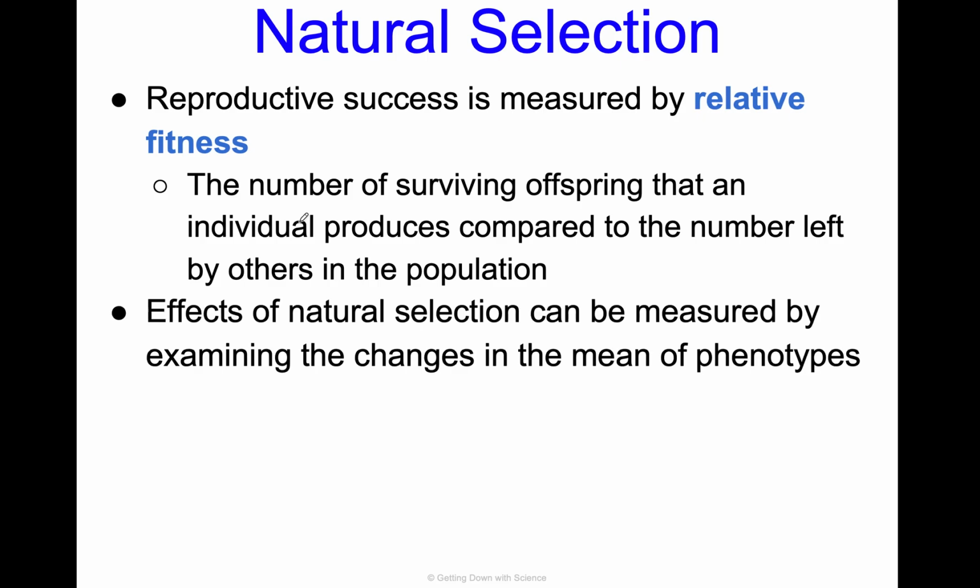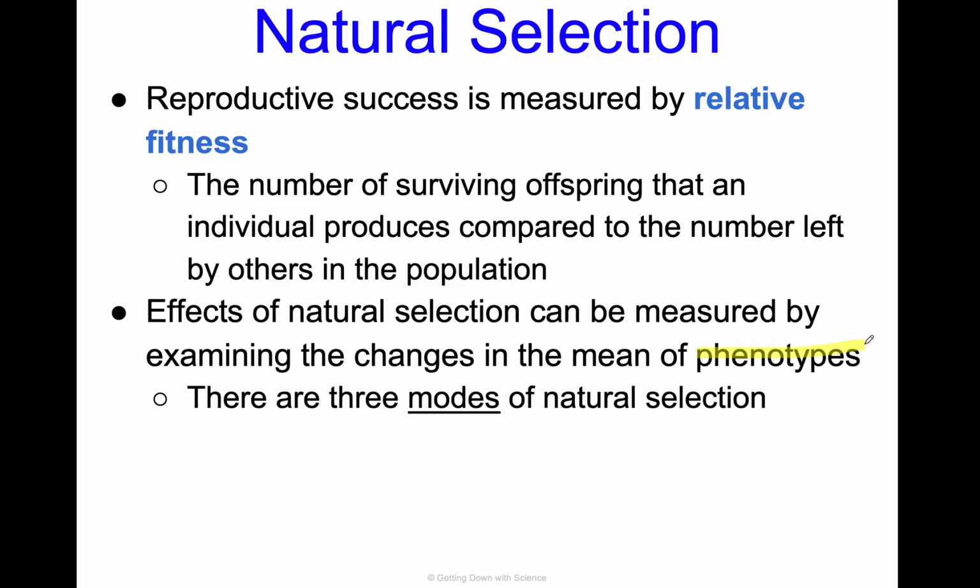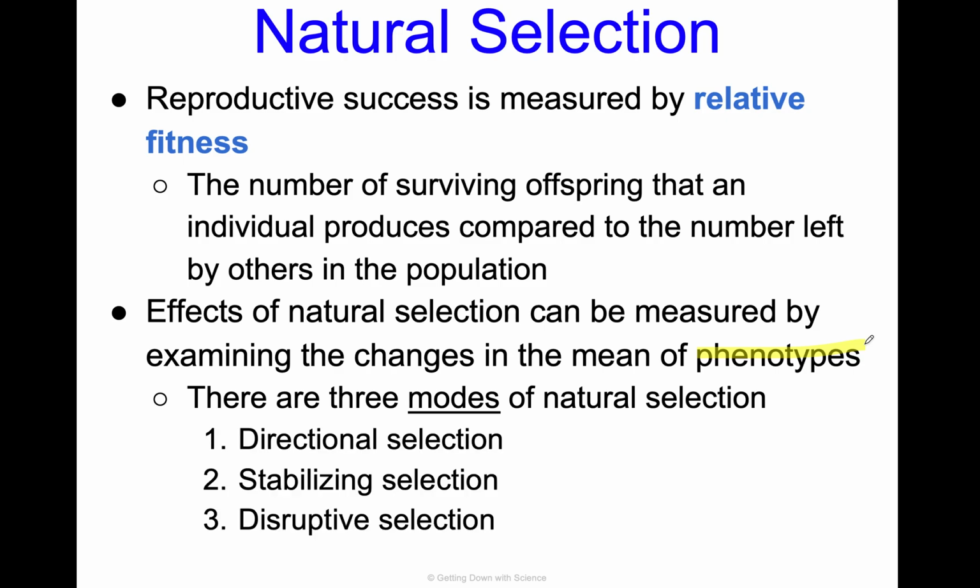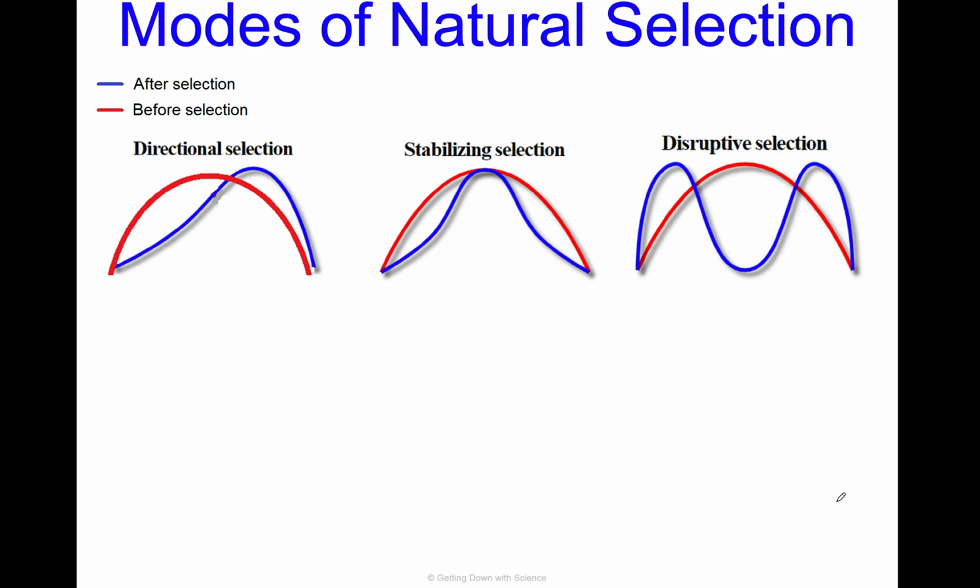The effects of natural selection can be measured by examining changes in the means of phenotypes. There are 3 modes of natural selection: directional selection, stabilizing selection, and disruptive selection. We're going to go over each one individually. I promise, this is going to be a question on the AP exam. So let's take a look.